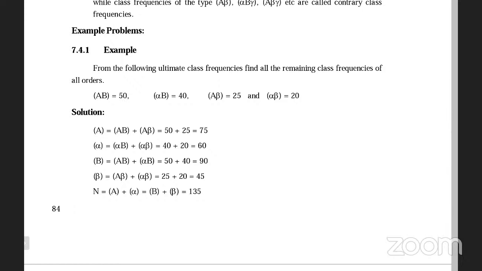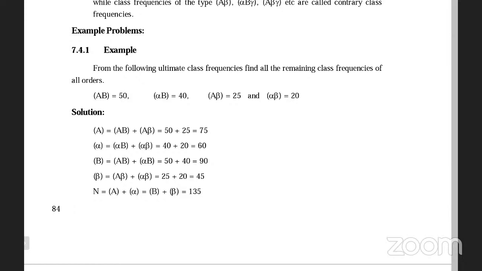Alpha is equal to alpha B plus alpha beta, that is 40 plus 20 equal to 60. Capital B is equal to AB plus alpha B, that is 50 plus 40 equal to how much? B is involved, which means alpha B will be there and AB will be there. So that is 50 plus 40 equal to 90. Beta is equal to A beta plus alpha beta, beta involved, so that is 25 plus 20 equal to 45.